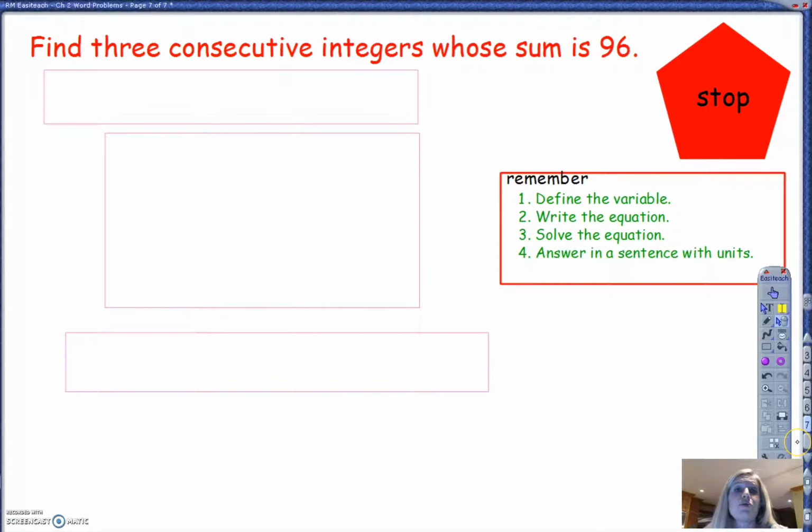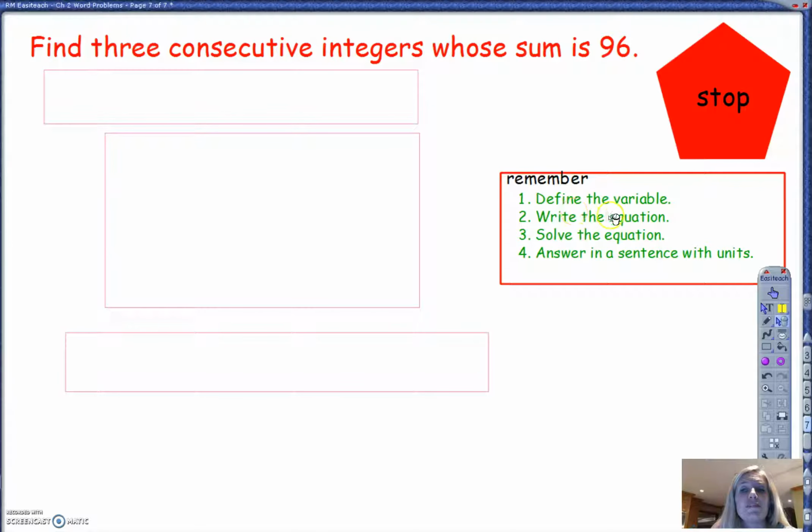All right, I'm going to do one more with you. I would actually like you to pause this video, try this one on your own, and then hit play and see if you got it right. Okay, so we have 3 consecutive integers. It doesn't say even or odd, so we're going to do x, x plus 1, x plus 2. So that's what we have to think. Sum means we're adding those.